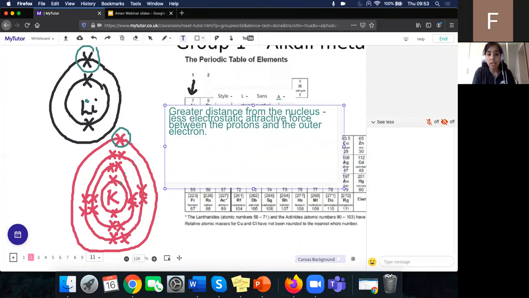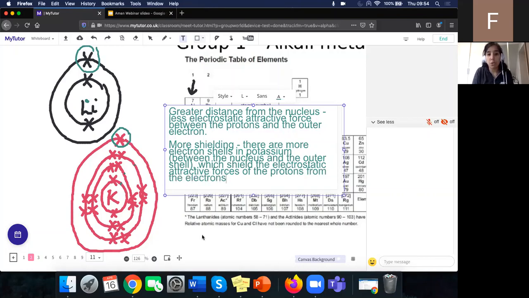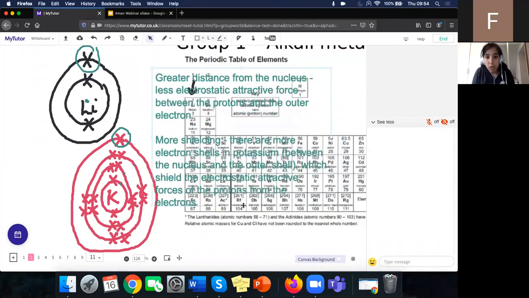And then the second reason is about more shielding. So that is because there are more electron shells in potassium. And remember, they are between the nucleus and the outer shell, which shield the electrostatic attractive forces of the protons from the electrons. So remember, those protons are trying to pull the electrons in. Hold on, let me just make that more. There we go.